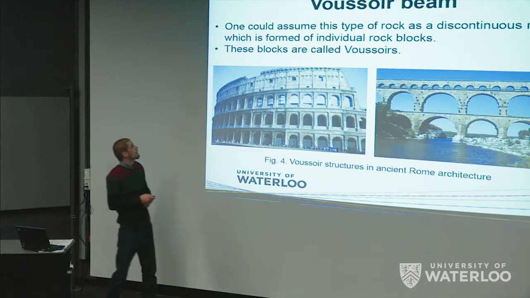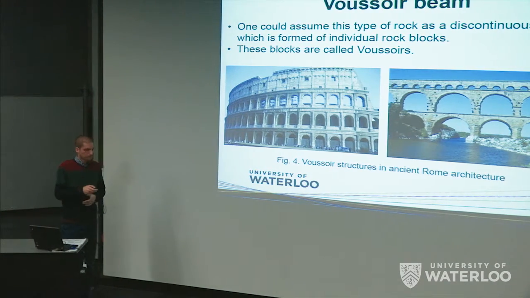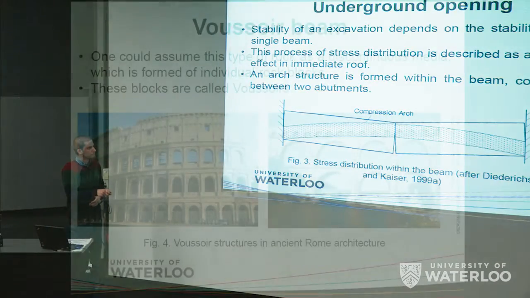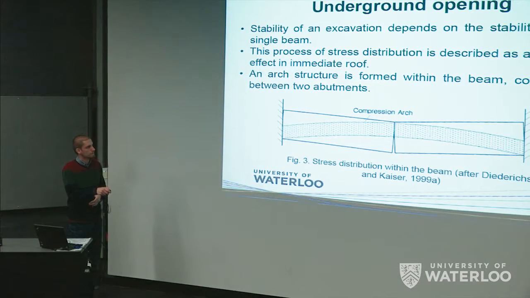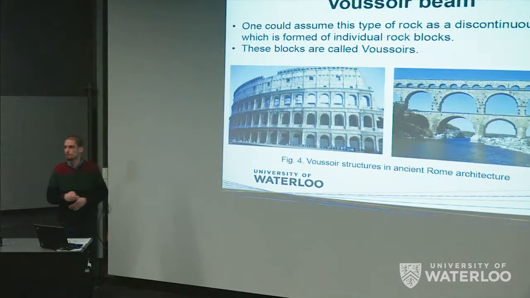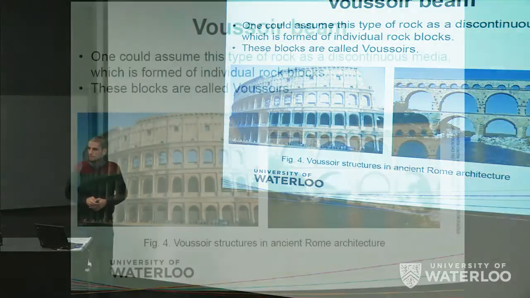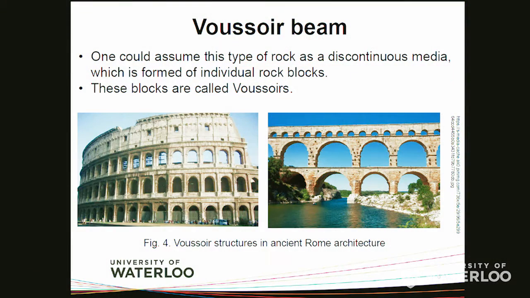All right. Assuming these blocks for the layer, this one and this one, I can say that the roof layers are composed of different blocks of rocks. Each of these blocks are called Voussoirs. This Voussoir term is adopted from the ancient Rome architecture. You see in different buildings or bridges these arch shapes.